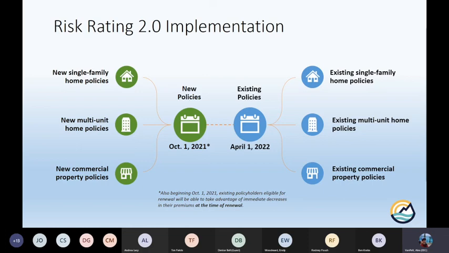FEMA, I have to give them credit, was pretty smart with how they did this implementation. They gave themselves about an 18-month window where these policies are going to be transitioning over time. So rather than saying as of April 1st, every policy gets re-rated and you either get a discount or you pay the new rate, they're going to say, as you come up for renewal, that's when the change is going to happen.